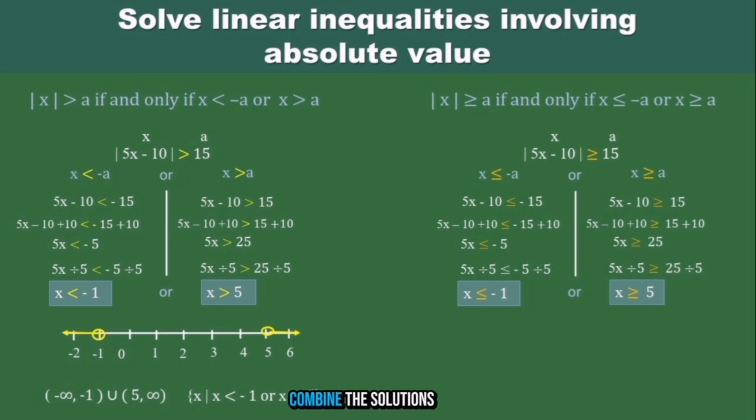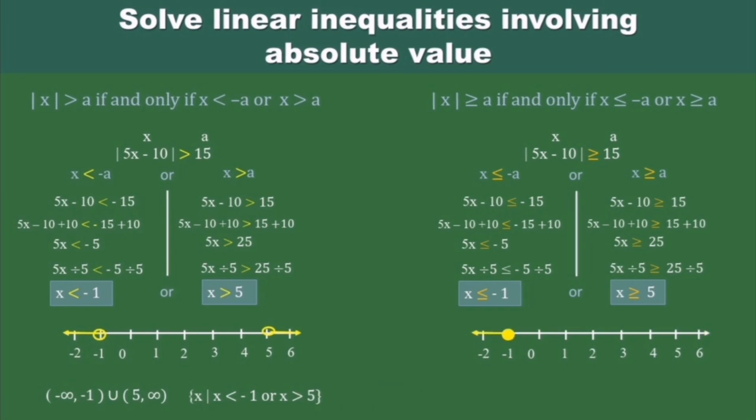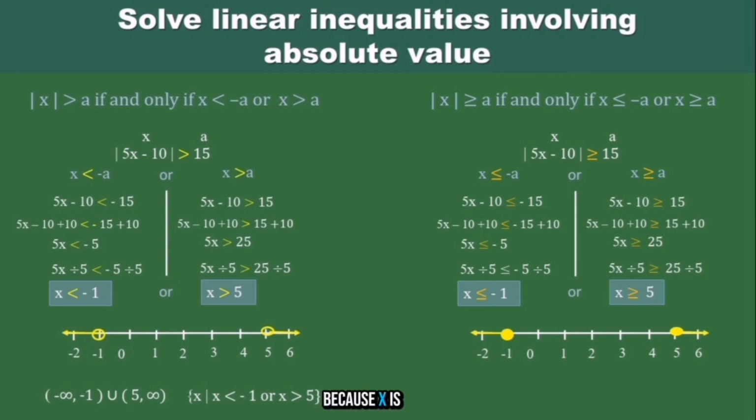However, when we combine the solutions and write them in three different ways, just like what happened in Rule 3, the answer will be different. First, using the number line representation, earlier there were open circles, but now they are closed circles. A closed circle is put at negative 1 because x is less than or equal to negative 1. A closed circle means negative 1 is included in the solution. Also, a closed circle is put at 5 because x is greater than or equal to 5. A closed circle means 5 is included in the solution.